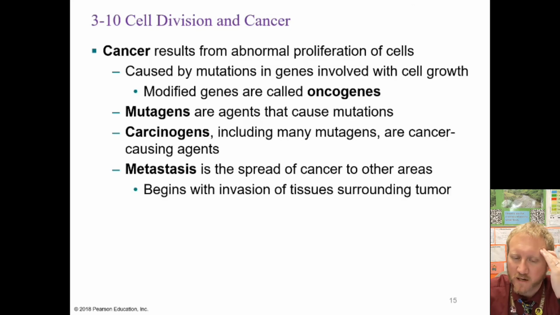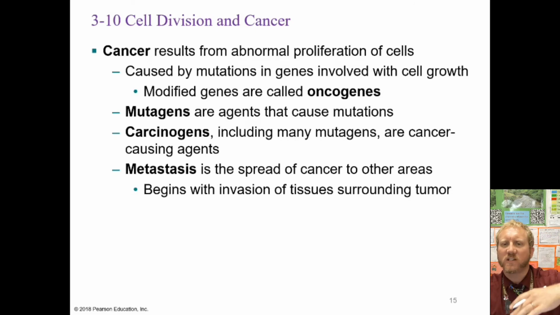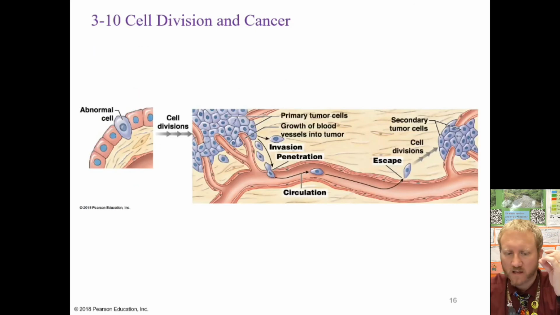Metastasis, I kind of jumped ahead, I apologize. It's the spread of cancer to other areas. That begins with invasion of the tissues of the surrounding tumor, especially if it gets to a spot where it can get into the bloodstream or the lymph, which are major transport passages. Then you can get into metastasis that way, and then you can get into different stages like stage 1, 2, 3, and 4 and stuff like that.